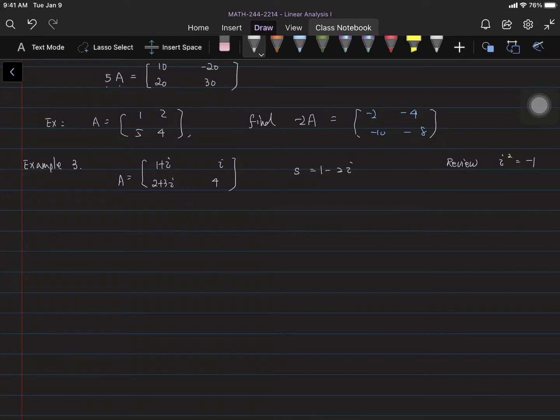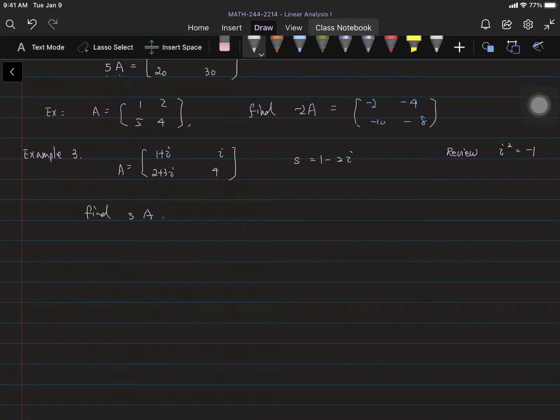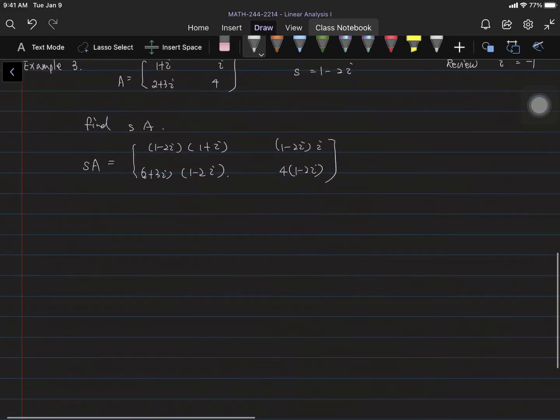So let's see. We are going to use this S times A. We want to find SA. So in that case, let's write down SA equals what? We use S times every element. So 1 minus 2i multiplied by 1 plus i, 1 minus 2i multiplied by i, and 2 plus 3i times 1 minus 2i. The order doesn't matter, because it's a product. Next step, we just need to simplify.